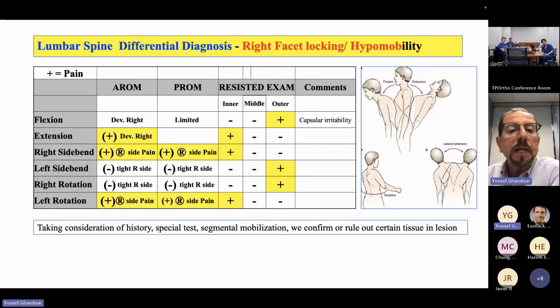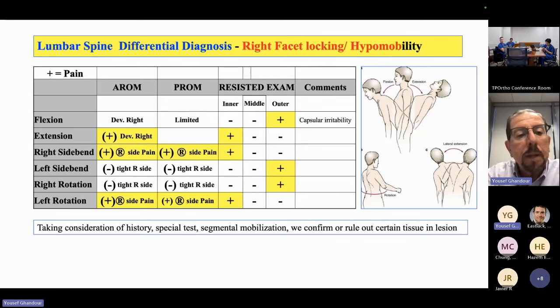For example, if you look at flexion active range of motion, if the facet joint on the right is limited, then as both facets move up and forward, they tend to deviate to the side of dysfunction. And when we extend, it deviates to the right because that's the side that's locked up. It does not move back. The positive sign next to it is because they have pain. Right side bend will be painful on the right, while side bend left is not painful. Rotation to the right tends to gap that right facet joint, and left rotation will compress the right side because of the mechanics of the spine.